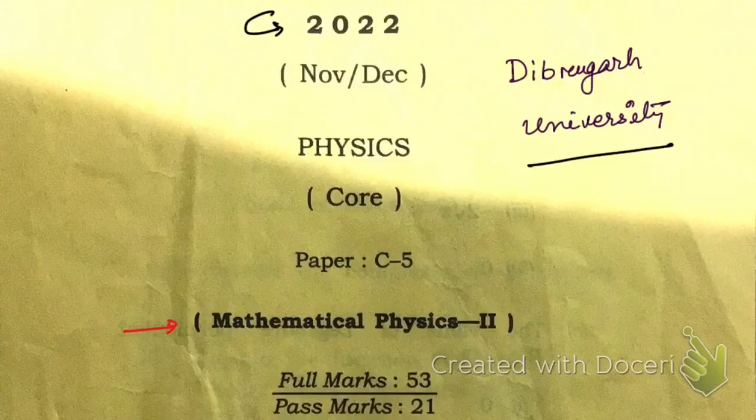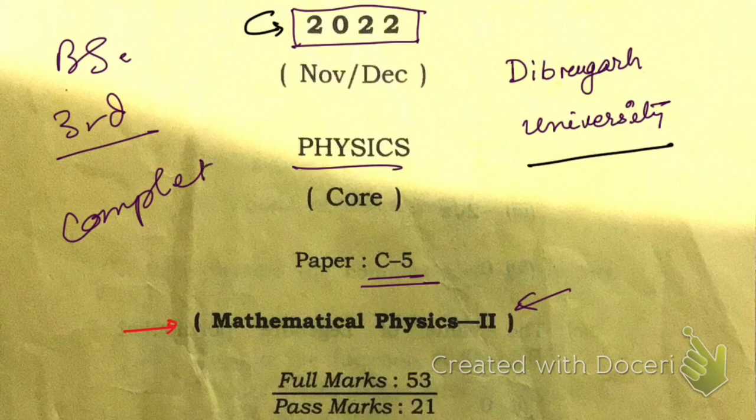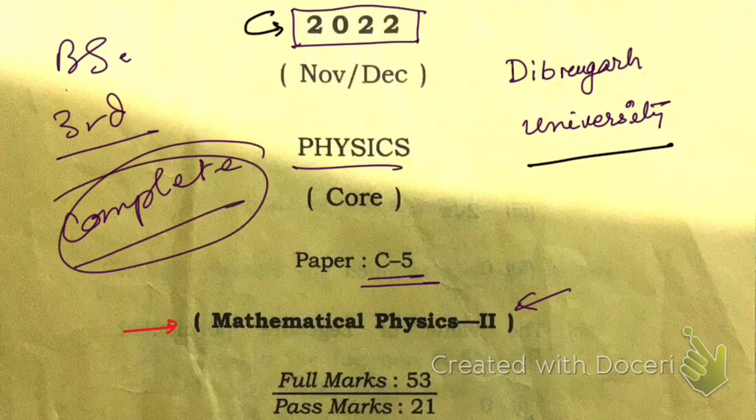In the last video, I solved this 2022 physics paper, C-5 Mathematical Physics, BSc third semester. I left a few questions because you had an exam, and before the exam I had to upload that video because of lack of time. Today I'm going to complete this paper, so the paper will be completed in this video.